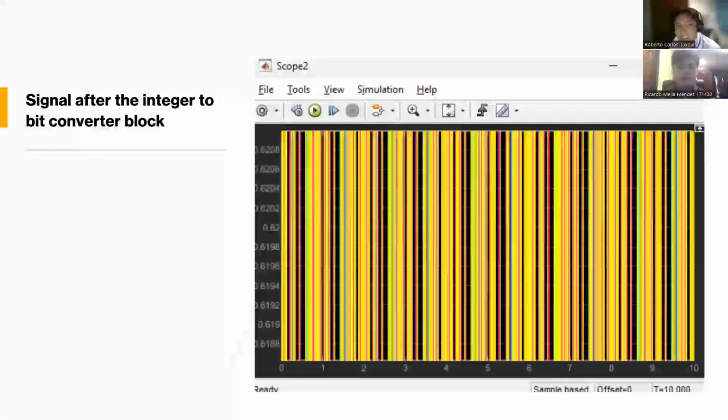Then we pass it to a converter of integers to bits, where the most important thing is the number of bits per integer, in this case 8 bits. And this shows that our network configuration is exactly as we want it, in addition to giving us the visualization of a scope as in the figure shown.